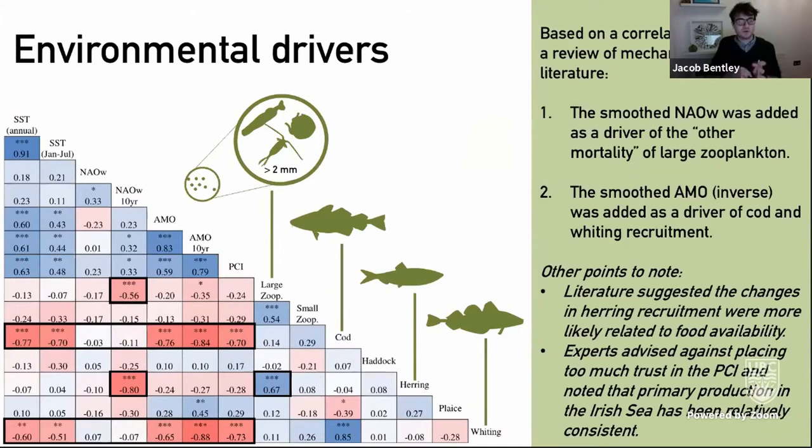Right, so when we came down to the correlation analysis, which we corrected for autocorrelation, we picked out quite a few significant interactions. The ones that we ended up adding to the model, we identified an interaction between large zooplankton and the NAO, which we were able to find literature to support as well. Changes in temperature and changes in wind pressure impact the mortality of large zooplankton in the Irish Sea. So we implemented the NAO as a direct driver of large zooplankton mortality in the model. Instead of having any changes impacting primary production, we added this NAO driver to large zooplankton mortality.